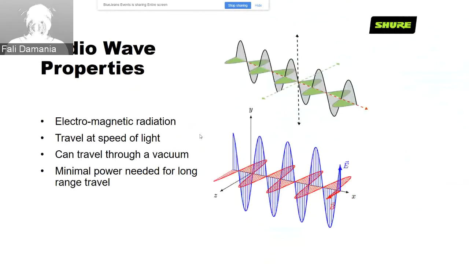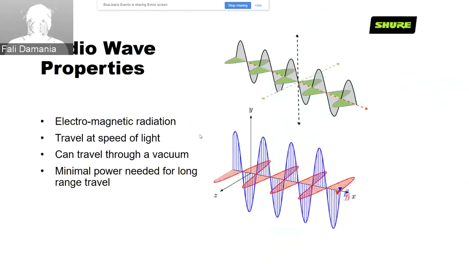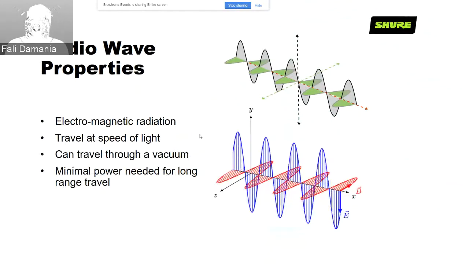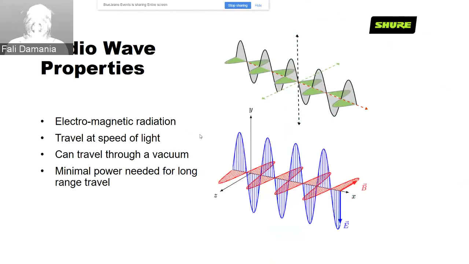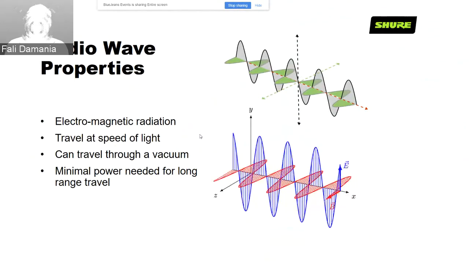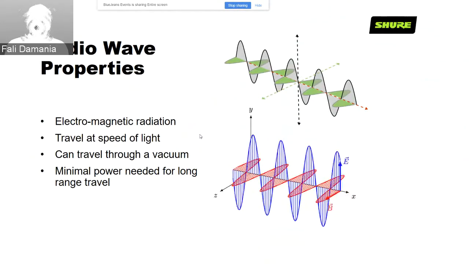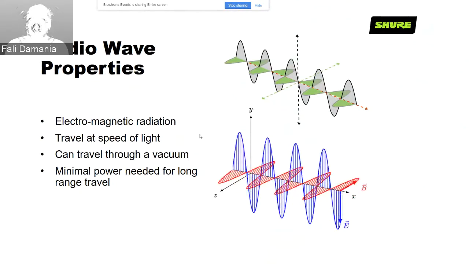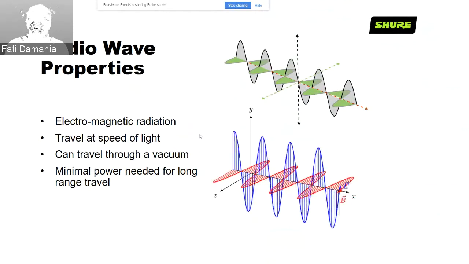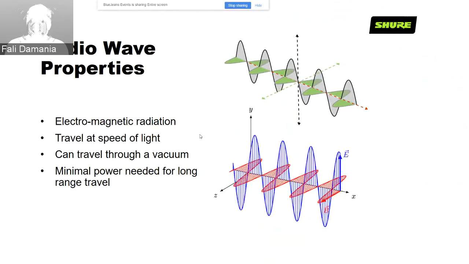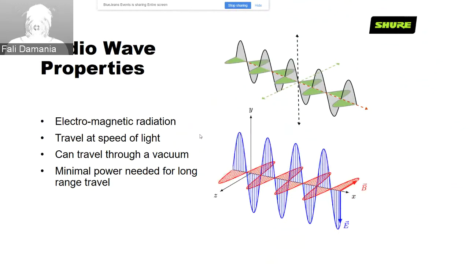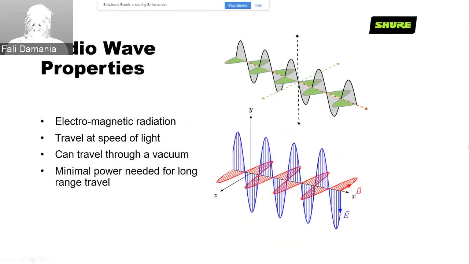In this slide, we have a look at radio wave properties. Now, the radio waves consist of two waves, two parts. You can see in blue is the electrical component, and in red is the magnetic component. So when you say radio waves, you're actually talking about electromagnetic radiation. So that's two waves, an electric component and a magnetic component.